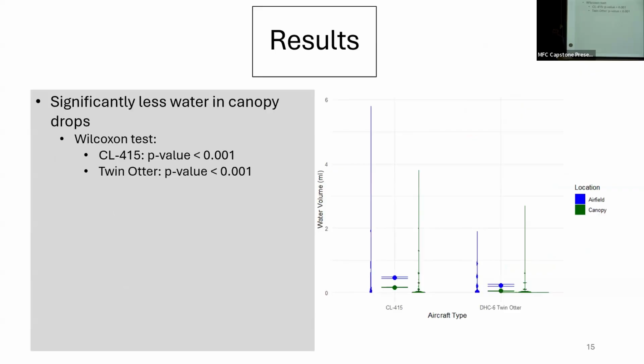So moving into our results, let's start with the nice, simple, logical one. The amount of water in the canopy drops is significantly less than what was on the airfield sites. Okay, that's great. We know that forest structure intercepts water. That's a good starting point. I tested this with a Wilcoxon test, and there are 2 significant values for each one of the aircraft.